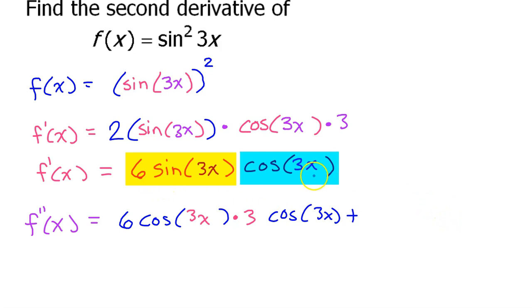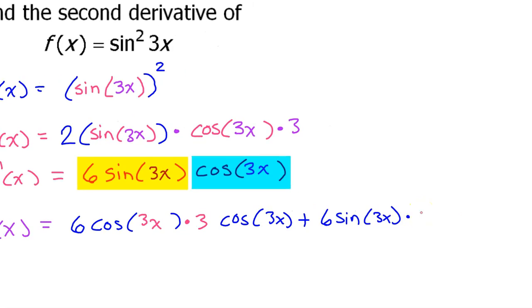The second time through, you leave the first function alone. So I'm just going to bring down the 6 sine 3x. But then you multiply by the derivative of the second function, which will again require the chain rule. So as I take the derivative of cosine 3x, I start with the outer function, which is cosine. The derivative of cosine x is negative sine x.